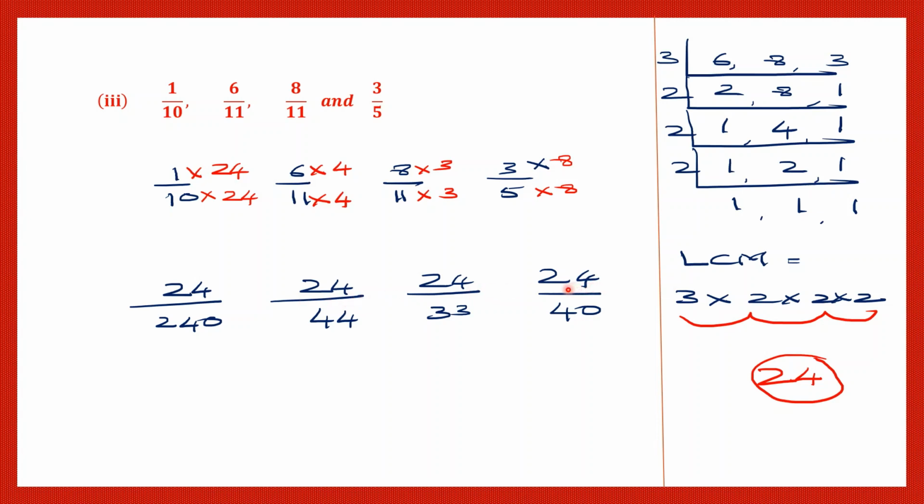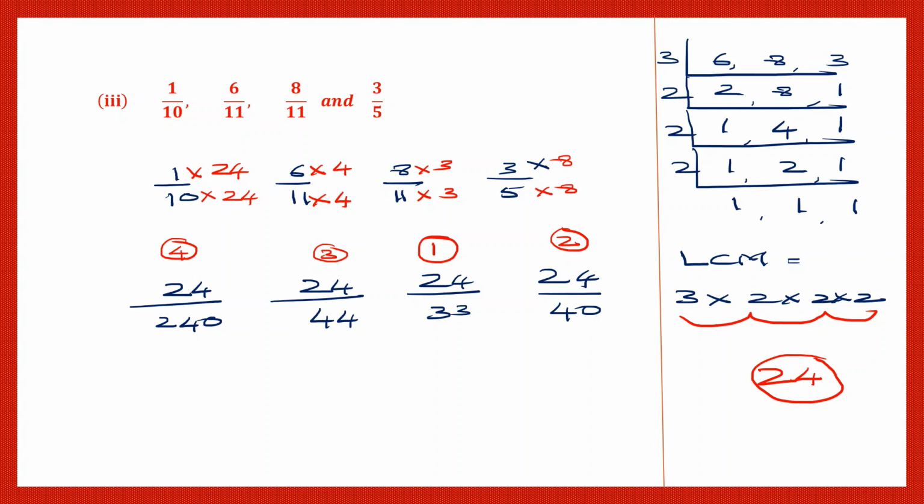So to arrange in descending order, look for the smallest denominator that will make the greatest fraction. So the smallest denominator here is 33. That means 24 by 33 will come first. Then we have 40, 44 and 240. 40 will come next. 44 will come third. And the last one is 240.